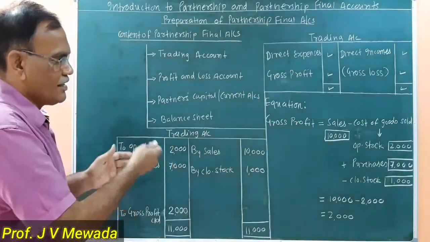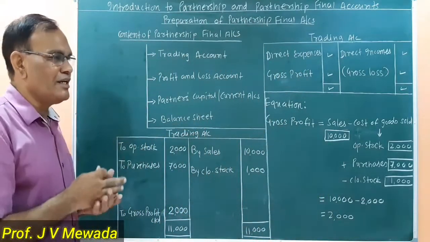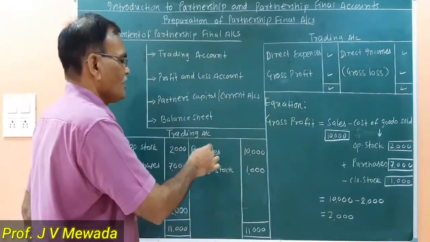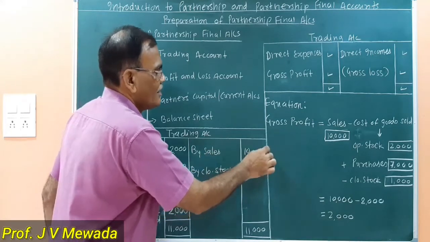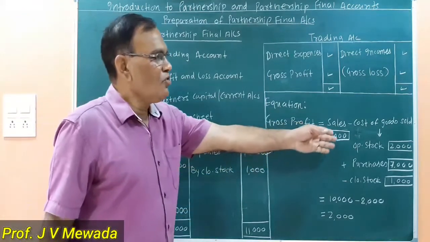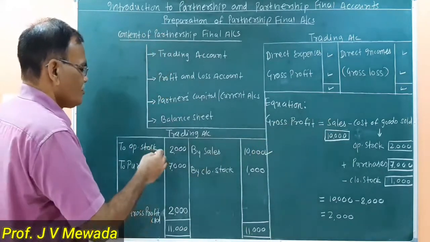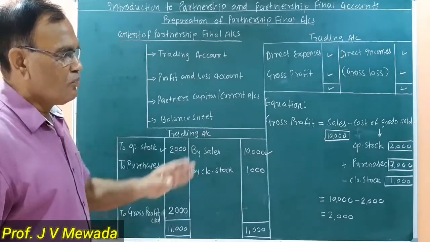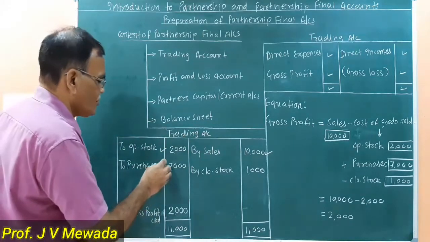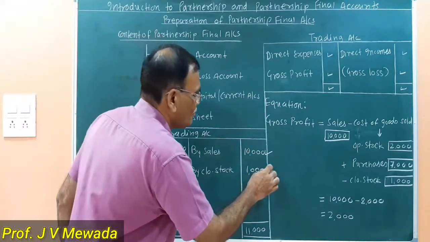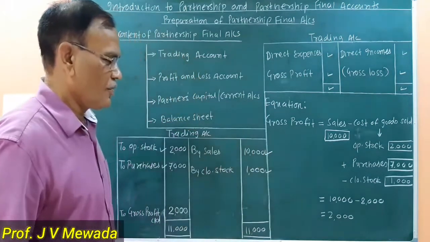Okay. Let us see how that formula is incorporated here in the trading account. First, the sales is 10,000, so on the credit side we are recording 10,000 as sales. Then the opening stock is 2,000, so I am recording the opening stock 2,000 on the debit side, purchases 7,000 on the debit side, and closing stock 1,000 on the credit side.